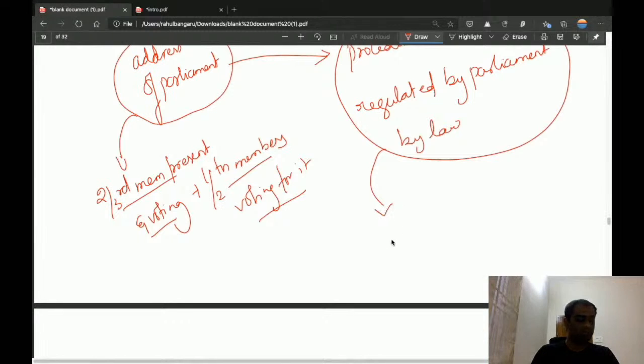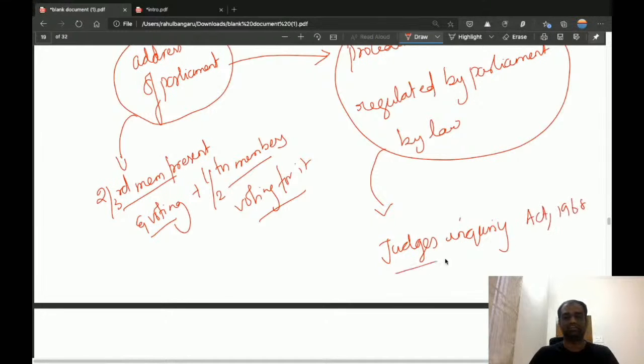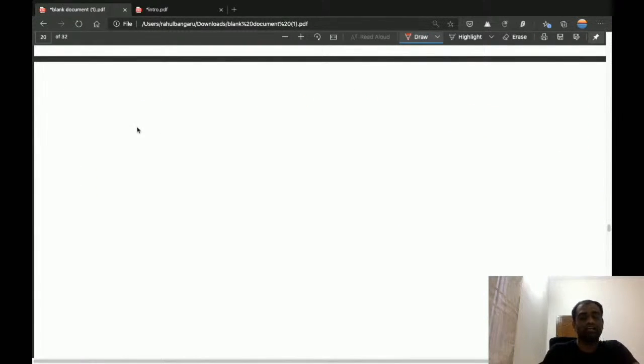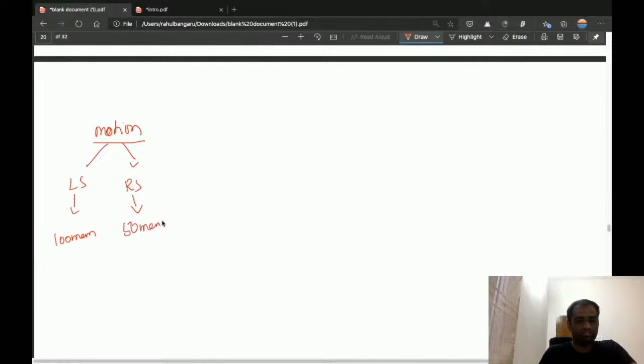Using this provision, Parliament has passed an act called the Judges Enquiry Act of 1968. According to this act, the procedure for removal of a judge of the Supreme Court is that a motion has to be signed by 100 members if it is in Lok Sabha, and by 50 members if it is in Rajya Sabha.